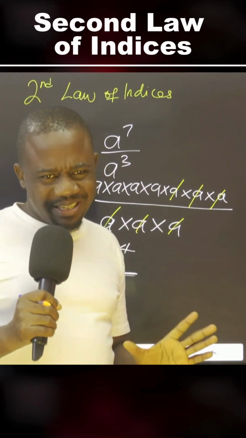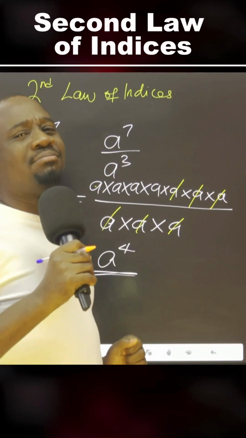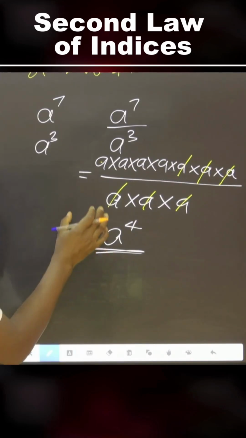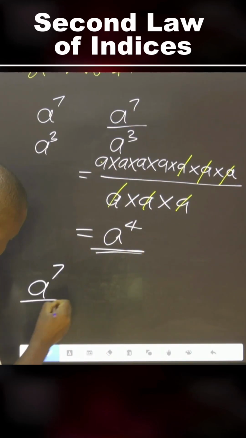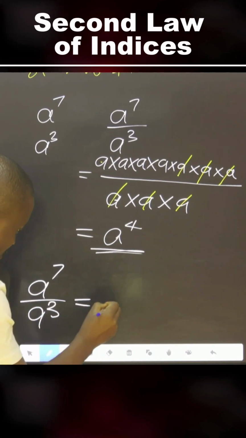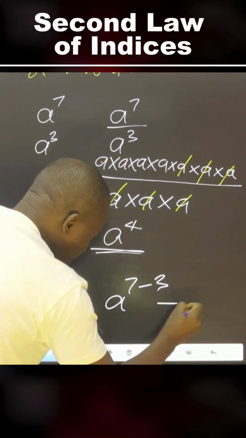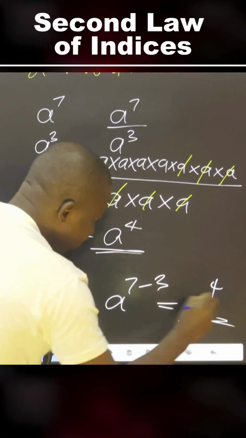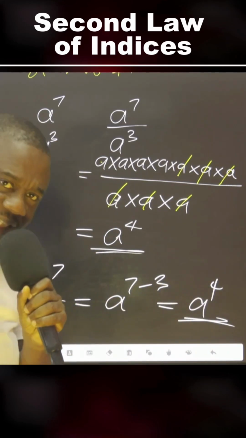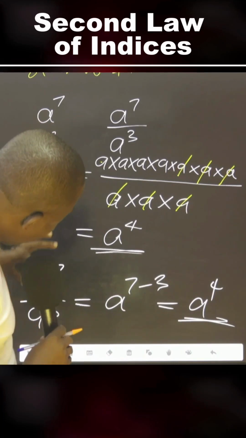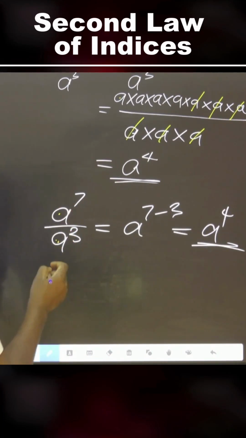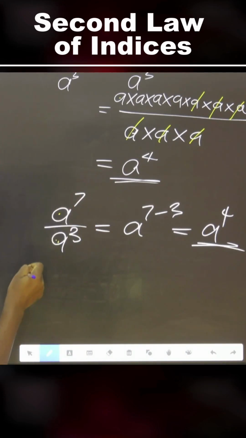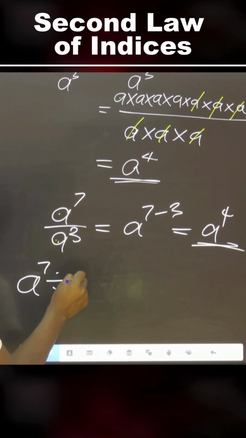So the law says, don't waste your time. What you should do is this. If you have a situation like this, simply say, this over this is equal to a raised to power 7 minus 3, which is equal to a raised to power 4. This is shorter. What is the law now? The law is saying, as long as these bases are the same, remember, I can also express this as a raised to power 7 divided by a raised to power 3.